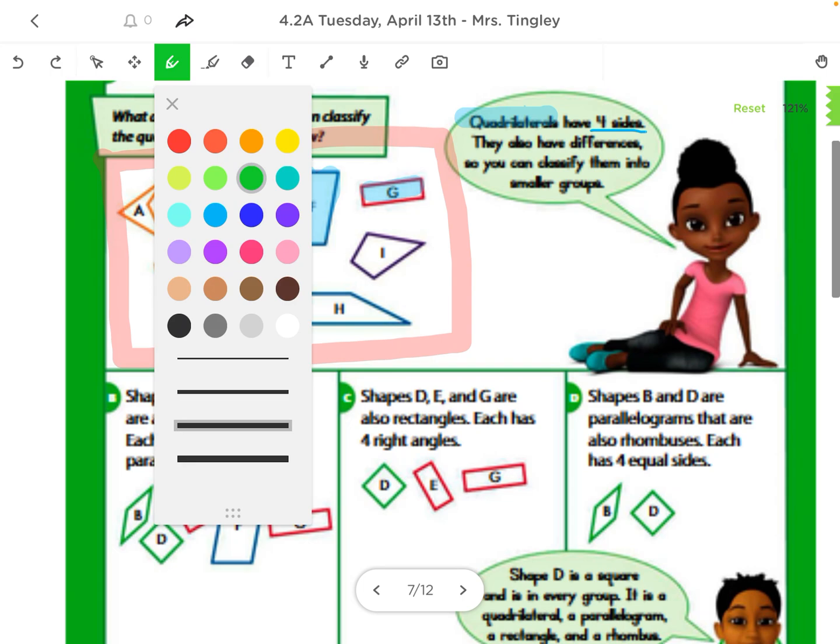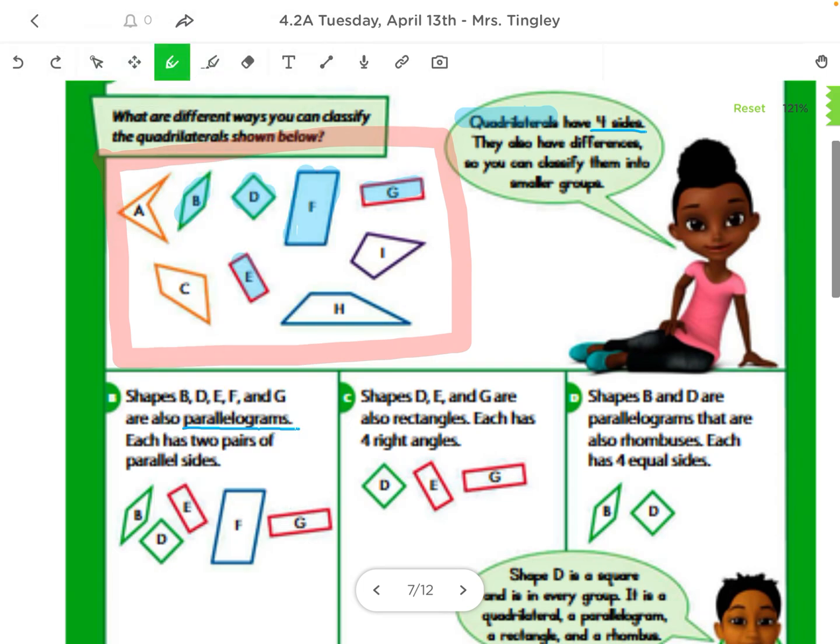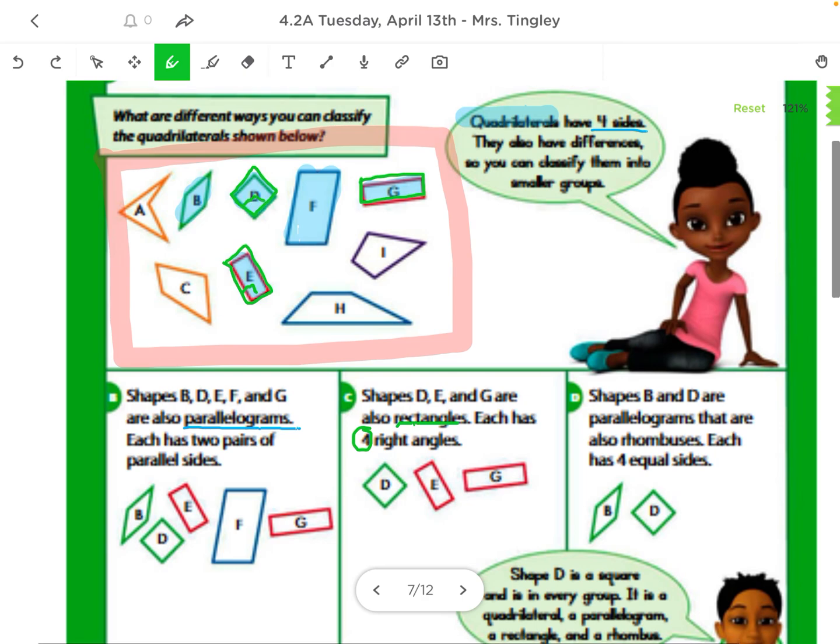Now let's get even deeper. I want you to grab the green writing tool, and we're going to outline the shapes that are rectangles. That means that they have 4 right angles that you could put a square in. So D is a rectangle, G is a rectangle, and E is a rectangle. They all have a right angle. That's one way you can remember that a rectangle has right angles. Rectangle, right angle.